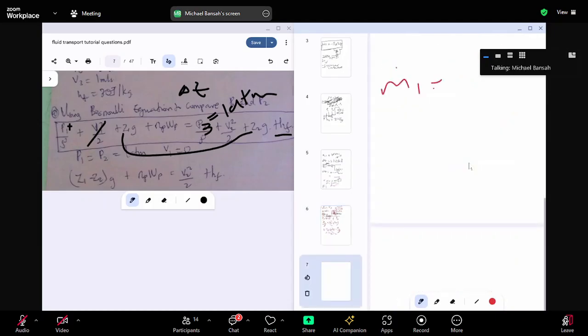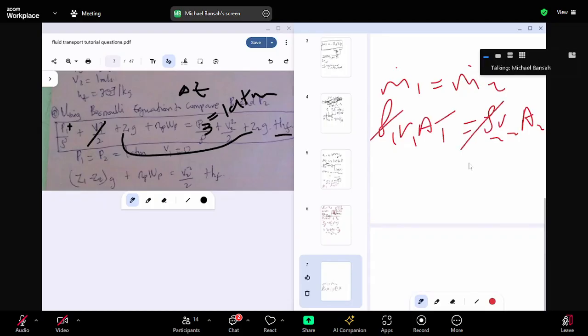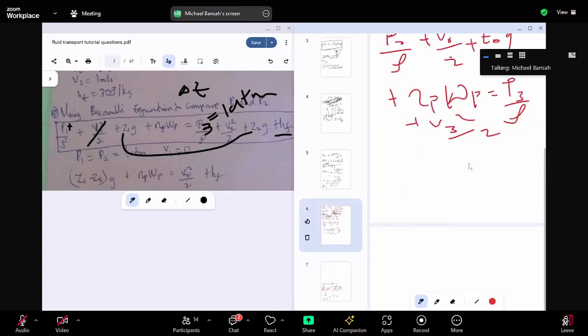Mass flow rate at point 1, mass flow rate at point 2, they are equal. Density, velocity, area, 1, 1, 1. Density, velocity, area, 2, 2, 2. In this situation, the densities are the same. The areas, we found them. The velocities, we know V1, which is 1 meter per second. So we can find our V2. When we find our V2, we can now come and substitute it into this equation.